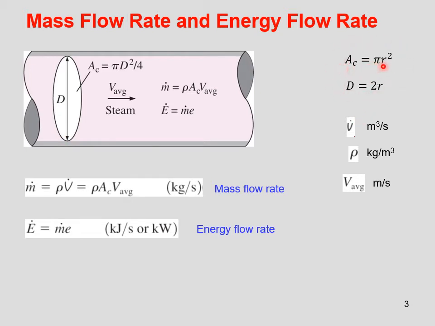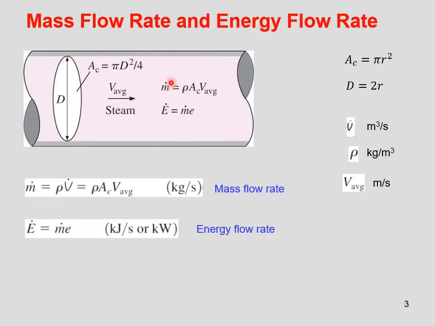The area is pi r squared because it's a circle, and the diameter is 2 times the radius. If you take this equation for D, solve it for r, and plug it into the top equation for A, you end up with this equation here. You can use either set of equations, depending on how the problem is given. So we have a flow rate through a pipe.